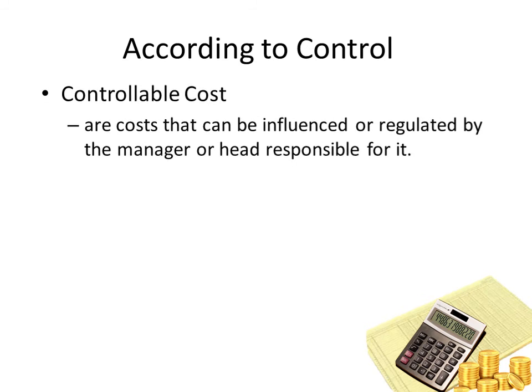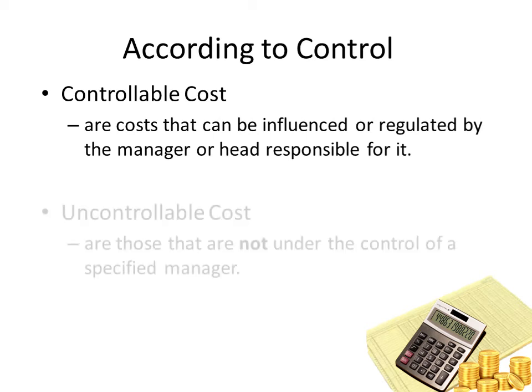Lastly, we also have the different control. We have controllable costs, or costs that can be influenced or regulated by the head or the person responsible for it. A good example of controllable costs is salary, because they could terminate the service of a person. The production, they could stop the production. So these are controllable by a certain person.